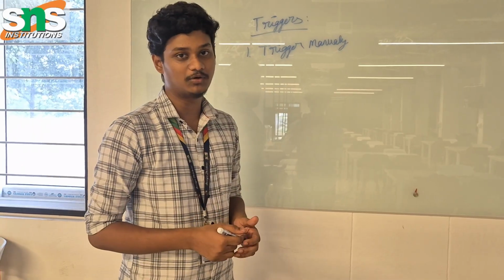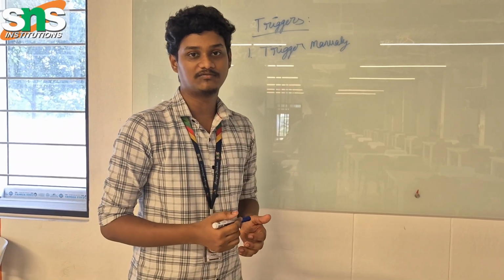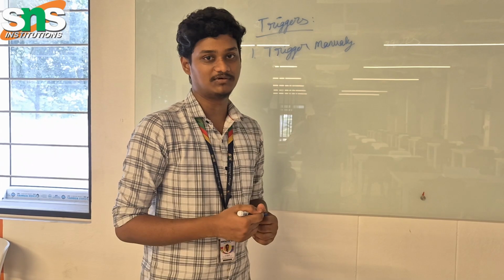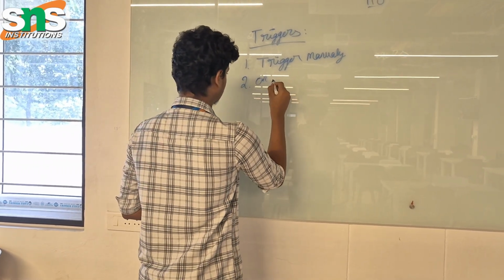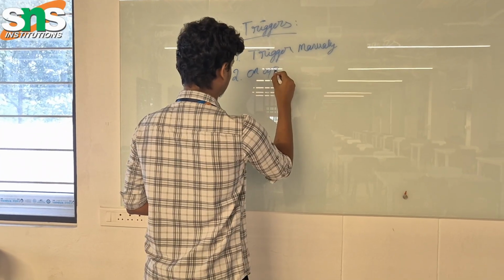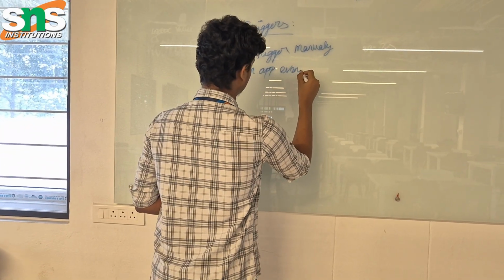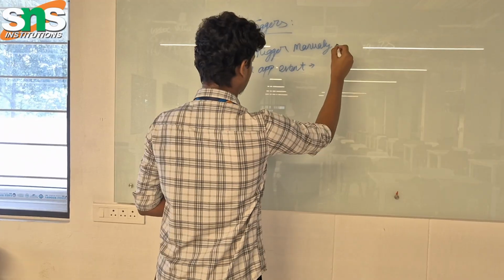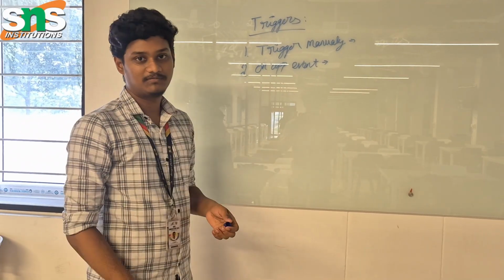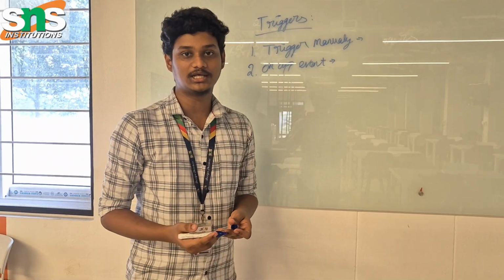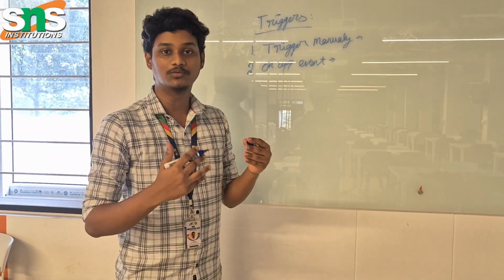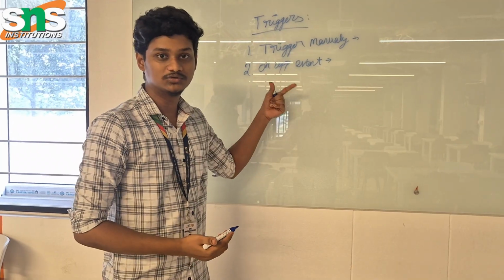The next trigger we are going to see is on app event. On app event is nothing but if you want to start any kind of automation with the help of your own application, you just use on app event.